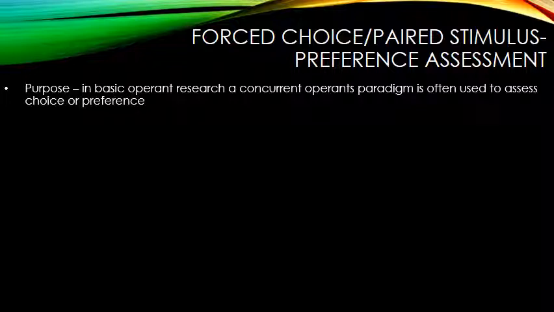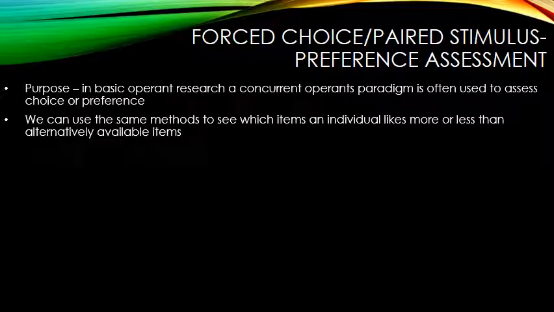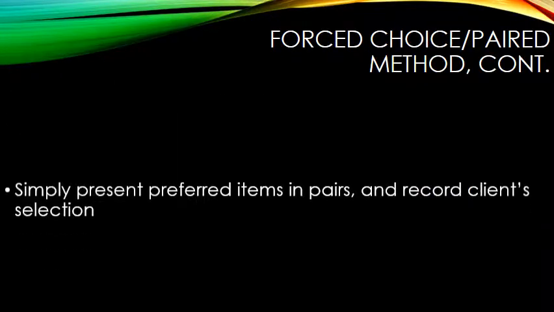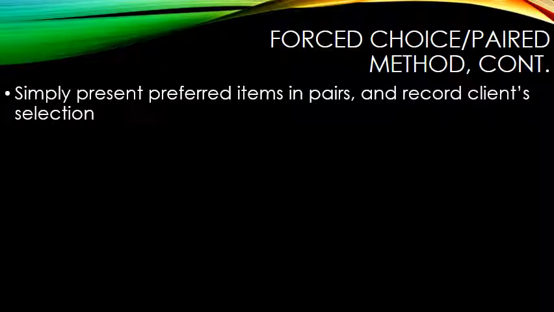The purpose of the forced choice or paired stimulus preference assessment is that it replicates what is frequently used in basic operant research, where a concurrent operants paradigm is used. What this means is that two available options are presented, and whatever the choice that the individual or subject makes is recorded. And we can use these same methods to see which items an individual prefers more or less than all other available items. So again, it's a very simple procedure whereby the individual is presented with potentially preferred items in pairs, 2 at a time, and their selection is recorded.